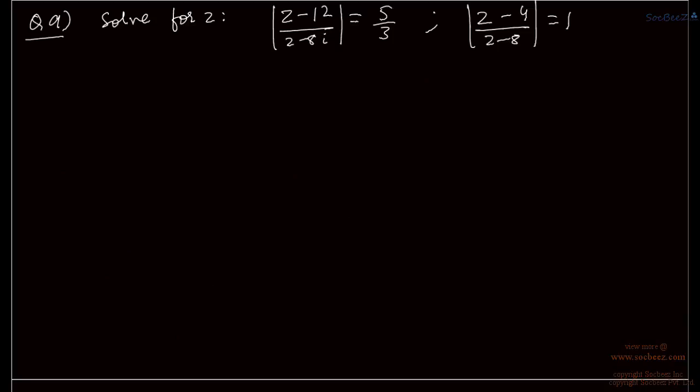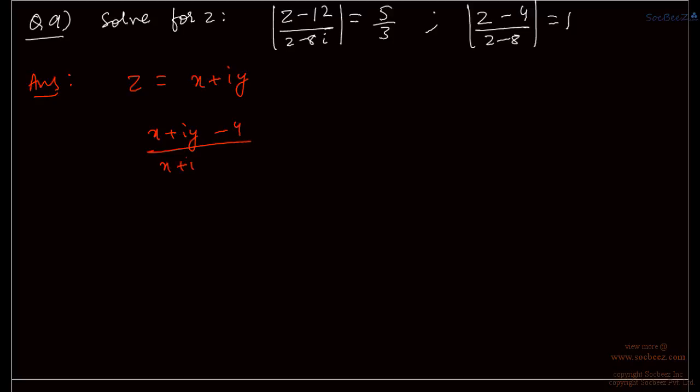Okay, so the ninth question now. Solve for |(z minus 12)/(z minus 8i)| is 5 by 3, and |(z minus 4)/(z minus 8)| is equal to 1. Now in this question, what I do is, I'll first write z as x plus iy, right? So, let us take the second one, because the second one actually has only real numbers on the other side, so z minus 4 and z minus 8, because here there is 8i, and moreover the constant on the right hand side is only 1 for the second equation. So I just consider the second equation here first.